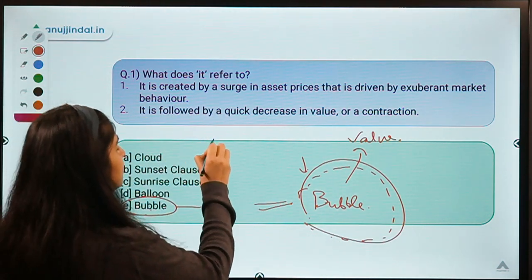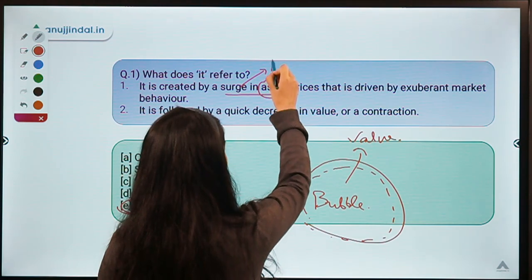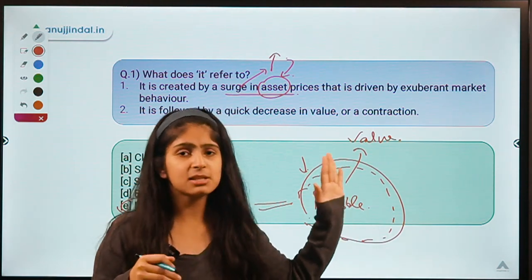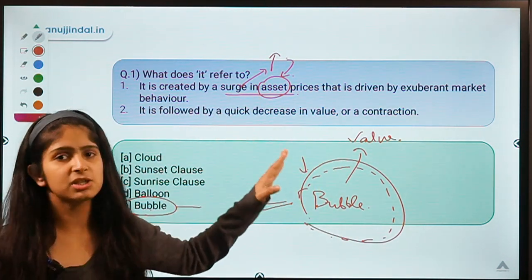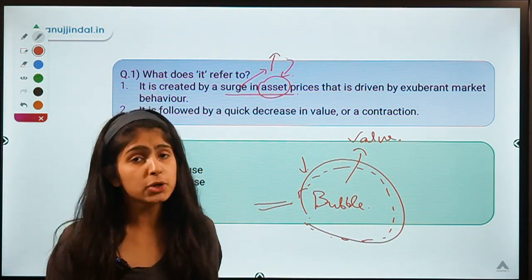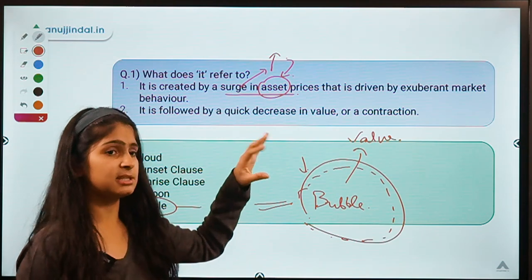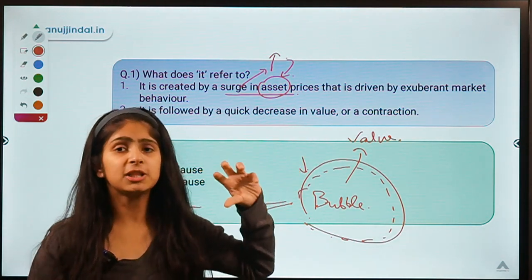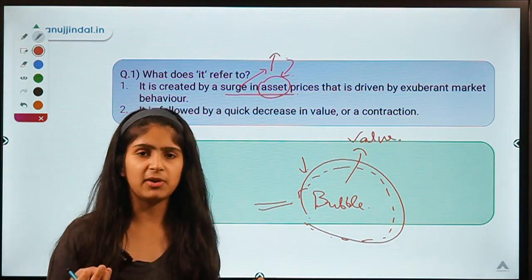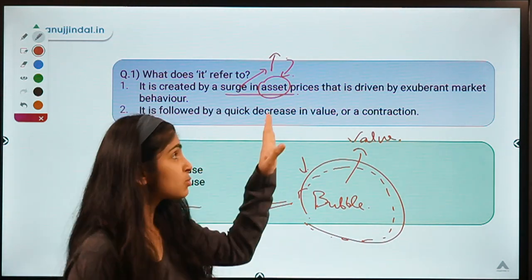So it is created by a surge in asset prices. Basically, there is an asset and prices are rising for this particular asset. But the point is that the price is not rising because of any fundamental change in that asset. Let's say if the asset has become more useful to humankind, then it deserves some kind of price rise. But if the cause behind this price rise is not some fundamental change or actual change in the value of the asset, but just speculation, just because too many people are demanding it, that is why prices are rising.